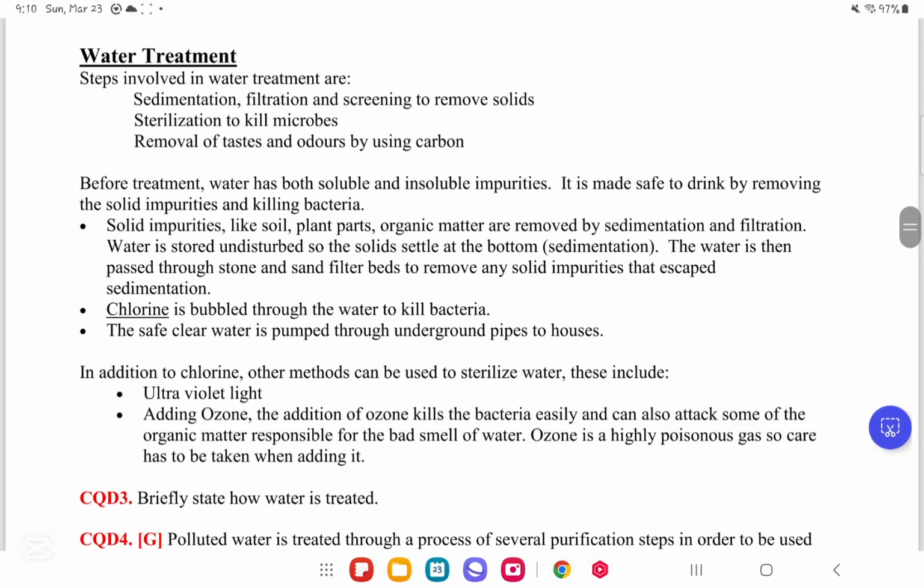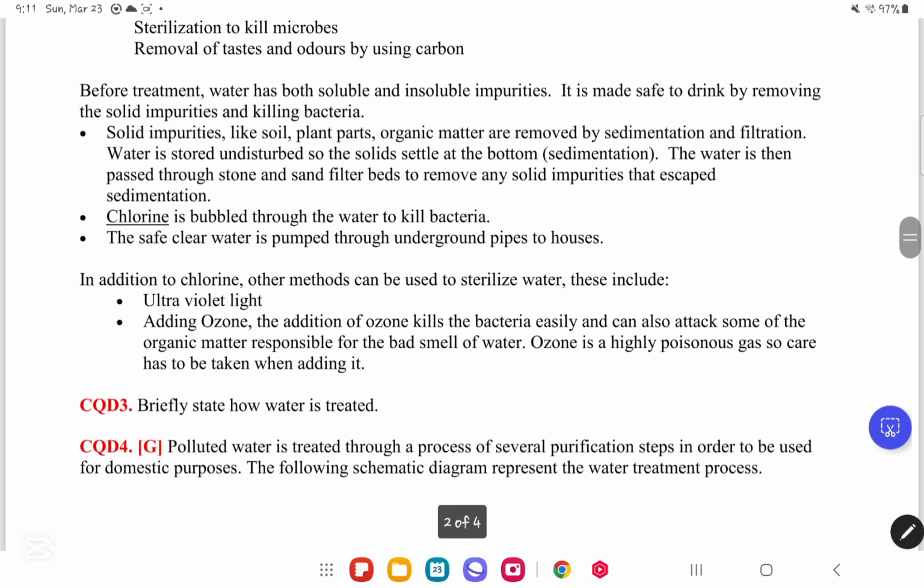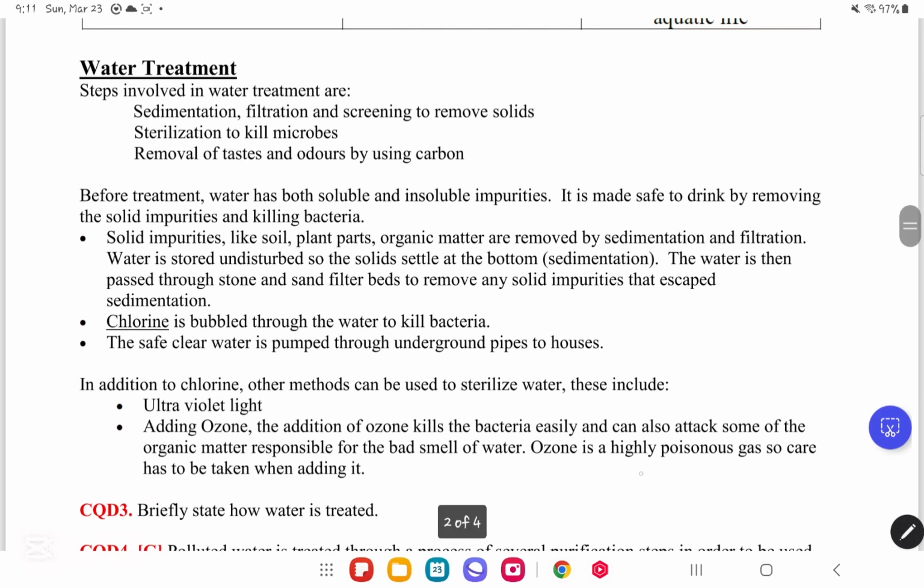Chlorine is bubbled through the water to kill the bacteria, and then the safe, clear water is pumped through underground pipes to houses. In addition to chlorine, other methods can be used to sterilize the water. These methods include ultraviolet light and adding ozone. The addition of ozone kills the bacteria easily and can also attack some of the organic matter responsible for the bad smell of water. Ozone is a highly poisonous gas, so care has to be taken when adding it. So in CQD number 3, they said briefly state how water is treated.